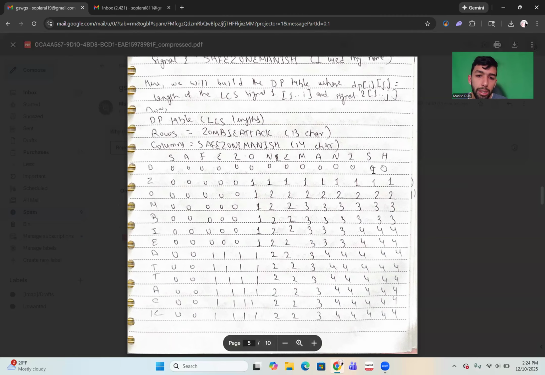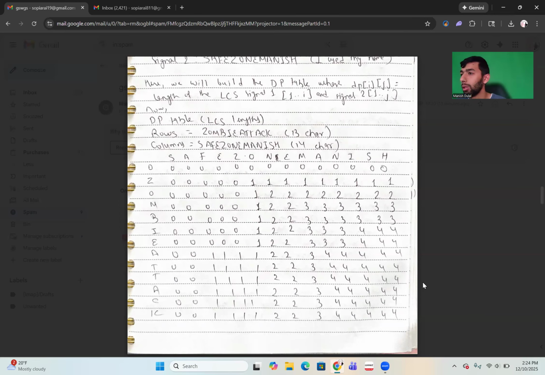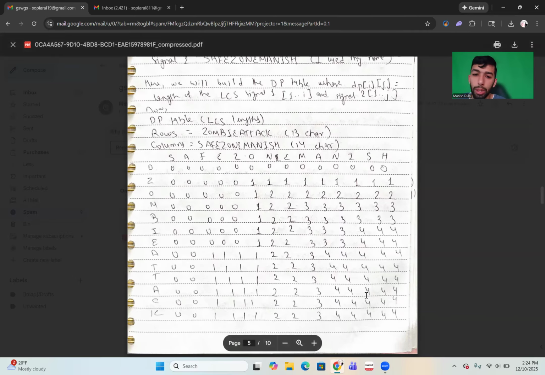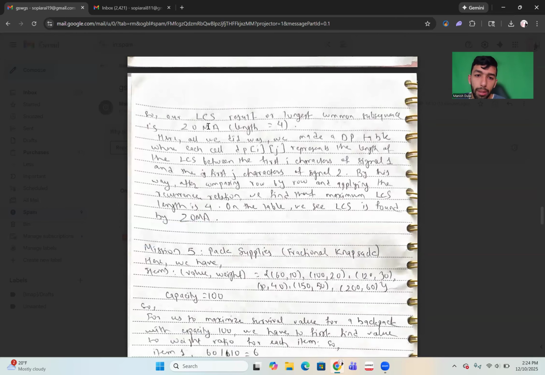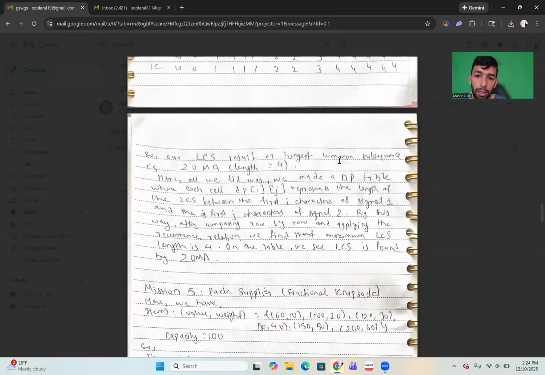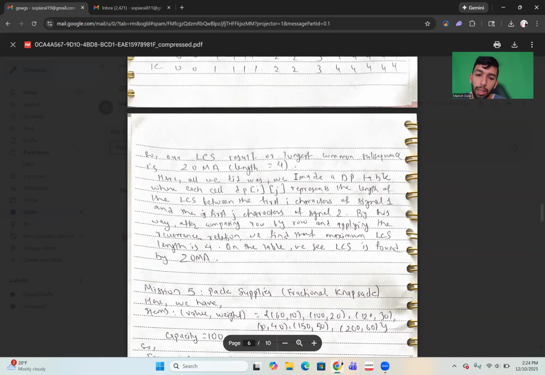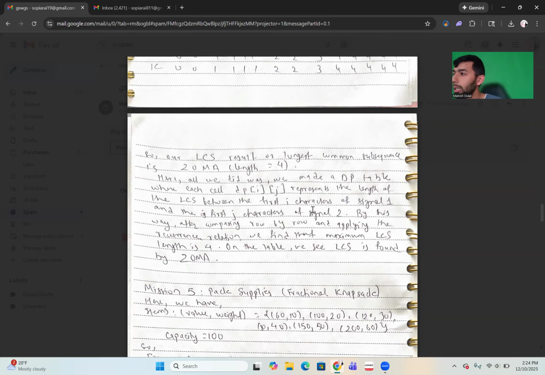And the first one is all zero because I wanted to make 14 characters so that it is easier to compare, right? And for each cell in the table, what we did was we compare the character from both signals, the first to first, the second to second, and so on and so forth. And after we completed the table, we found that our LCS result, the longest common subsequence, is Zoma, length 4. That's all we did in this. This one is pretty simple.